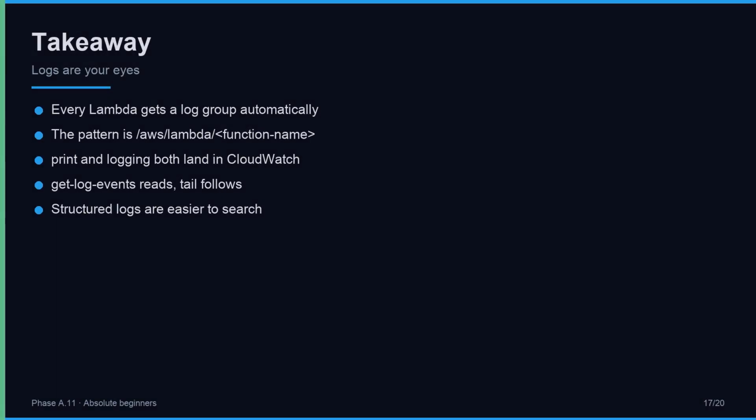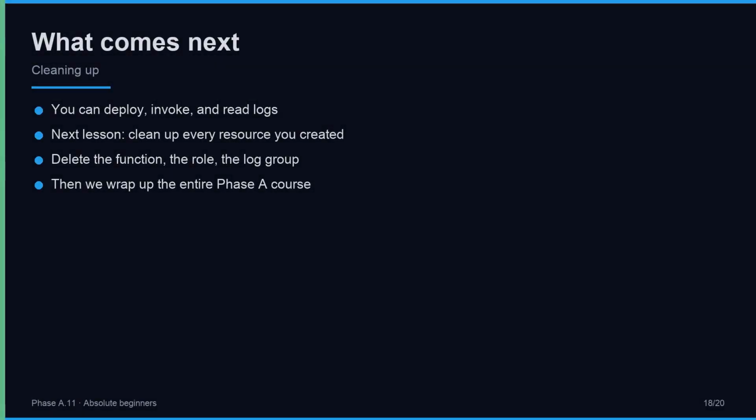Say each out loud, hold the whole picture. Every Lambda writes its output automatically to a log group named /aws/lambda/ followed by the function name. Print statements and the logging module both land there. Read events with get-log-events, or follow them live with tail --follow. Structured logs, JSON strings, are easier to search and filter than plain text. Logs are your eyes into a function you cannot step through.